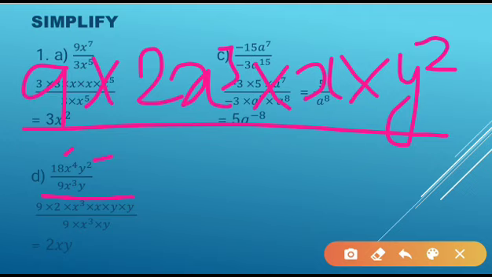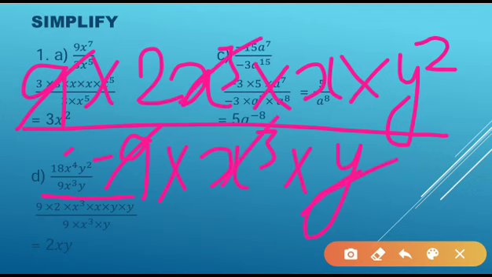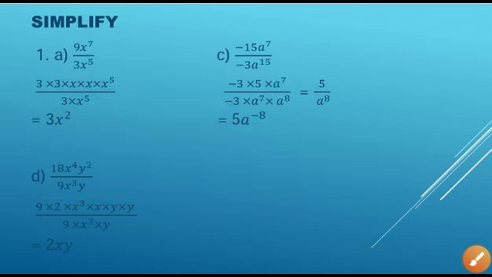Now what is in the denominator? 9 into x cube and y will be as it is. Now this 9 will be cancelled. X cube and x cube will be cancelled. One y will be cancelled from y square. What remains? From the numerator, this 2 remains, x remains and 1y remains, because 1y is cancelled from the denominator. So your answer will be 2xy only.